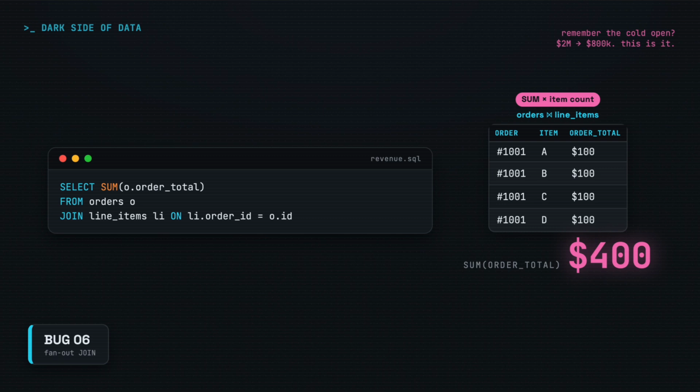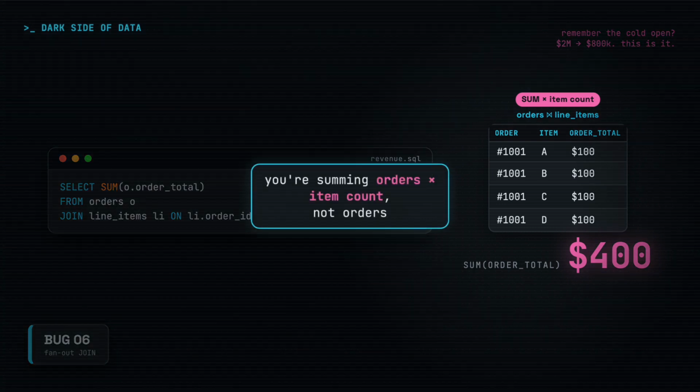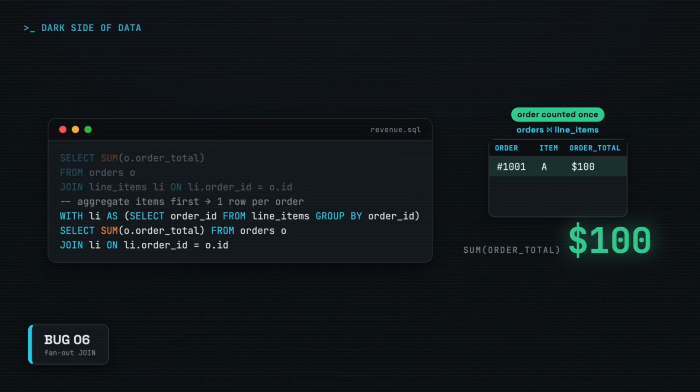Here's the trap. Every order has many line items, so the join duplicates the order once per item. A $100 order with 4 items now shows up 4 times, and sum counts all 4. You're not summing orders anymore. You're summing orders times their item count. The fix? Collapse the line items first in a subquery or a CTE, then join, so every order counts exactly once. This one bug quietly inflates revenue dashboards across entire companies.